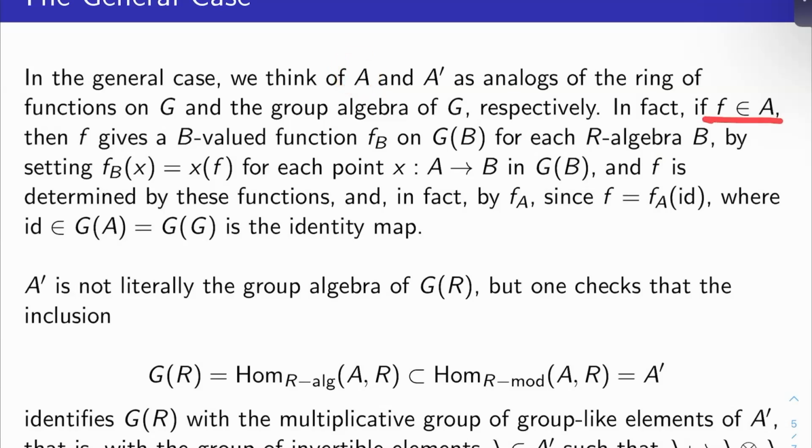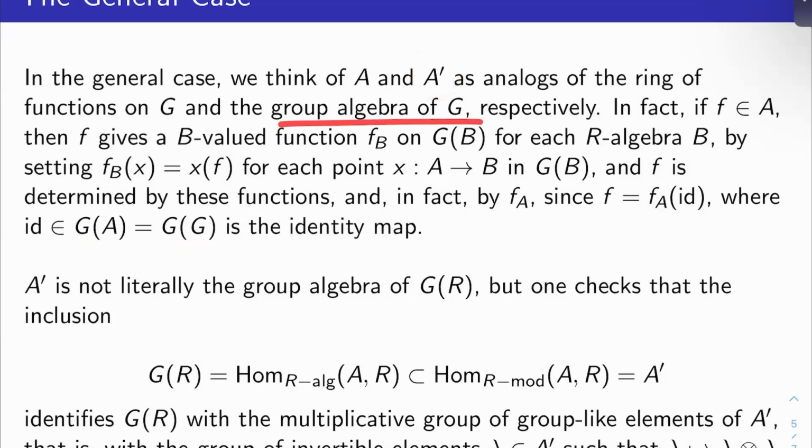Not only does each f in A give rise to a B-valued function f sub B on G of B for each B, but f is determined by these functions. In fact, something better is true, though. f is even just determined by f sub A, because f is just f sub A of ID, where ID is the identity map in G of A, and where G of A is shorthand for G of G, of course. Okay. Now, the analogy breaks down a little bit when you move to A prime.